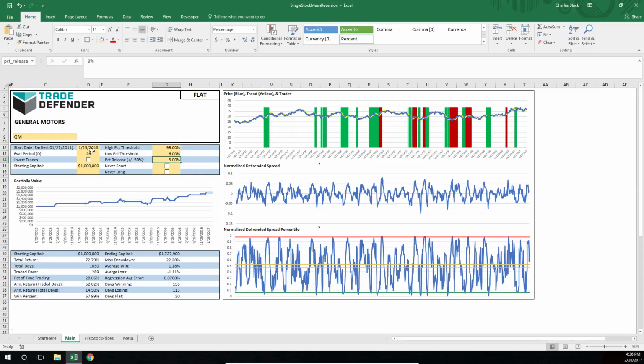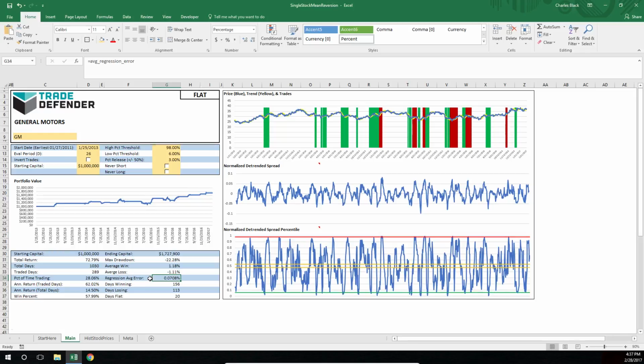One thing that's interesting is that our eval period is more than double that which Tesla's was, and more than triple that which Apple's was. Even though we have a significantly different eval period, though, our regression average error is less than that which we had for Tesla. This means that the trends which generally affect GM are much longer term than those which affect stocks like Apple and Tesla.